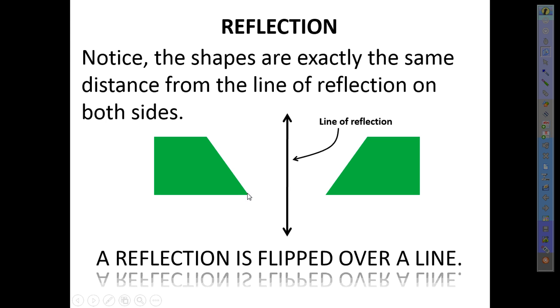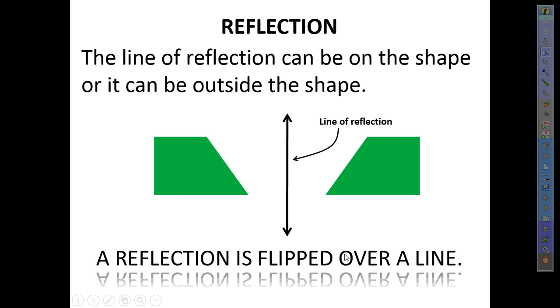So every point, this point is the exact same distance from the line, just on the other side. This point is the exact same distance from the line, just on the other side. So these points that were the furthest away from the line are still the furthest away from the line, just on the other side. The line of reflection can be on the shape, or it can be outside of a shape. So we can reflect something over a line even if the line goes through the shape itself.